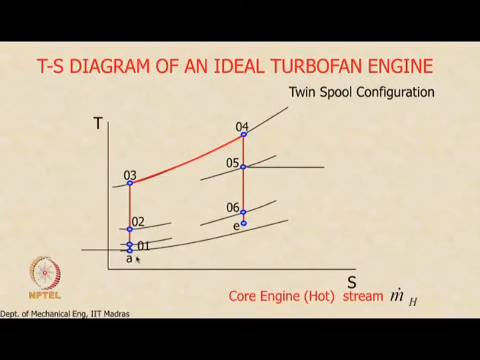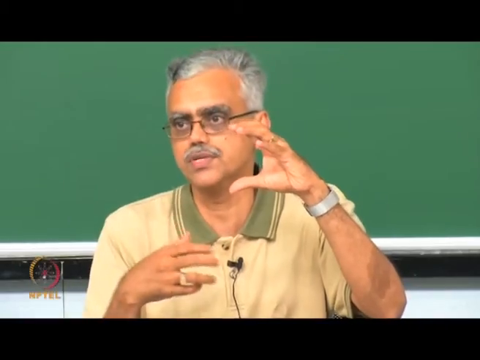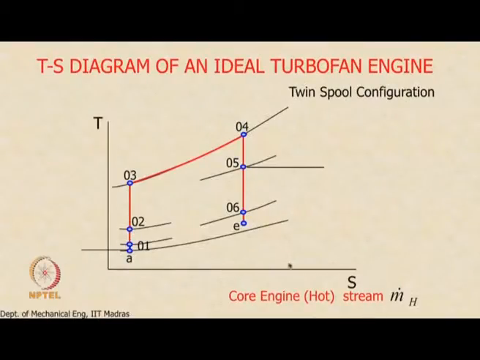If you follow a streamline that goes through the core engine, we start from the free stream and then go through the intake. At the end of that, the thermodynamic state is 0, 1, and then the m dot h part of the air goes through the inner portion of the fan, where it achieves a certain pressure rise, usually as we said 1.15 or 1.17. So this is the amount of air m dot h that goes through the inner part of the fan. There is a pressure rise there, and then m dot h goes through the rest of the compressor, combustor, and turbine. This is the high pressure turbine.